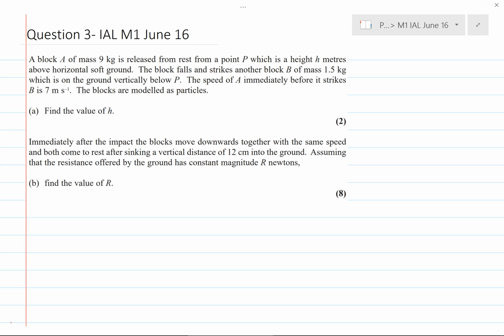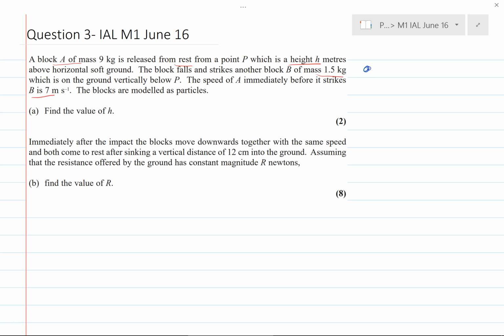Question 3, IAL Edexcel M1 June 16. Part A is straightforward enough. We've got a block being released from rest above from a height A. For this purpose the mass doesn't matter, but we'll need that in the next part. But we're given the velocity that it strikes another block B at.